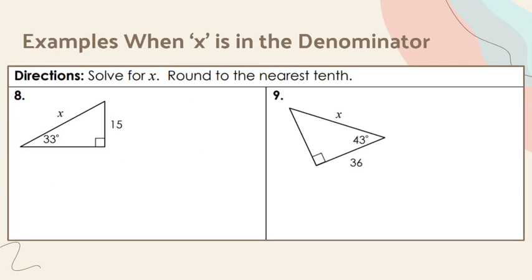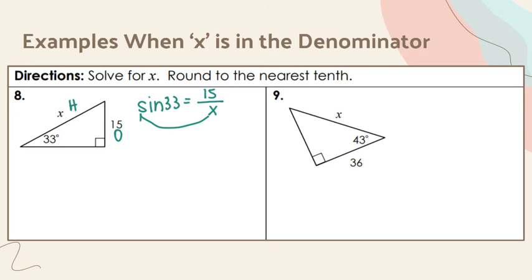So you'll see that I've titled this slide, Examples when X is in the denominator. These are going to look slightly different than the examples we've done so far. So in number 8, this is the opposite leg and this is the hypotenuse. So we're going to use sine. Sine of 33 equals opposite over hypotenuse. So we are now dividing by x. We are not dividing by 15. So we kind of have to do 2 different steps to get this to work out.